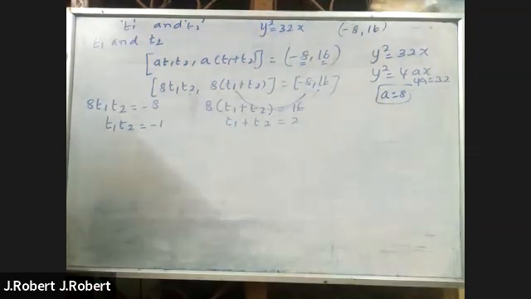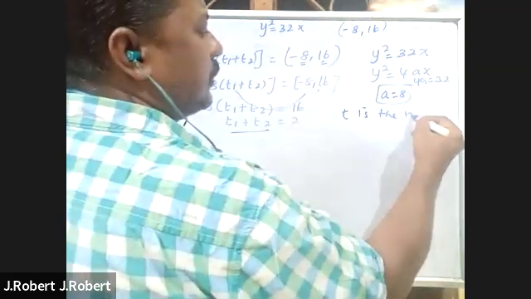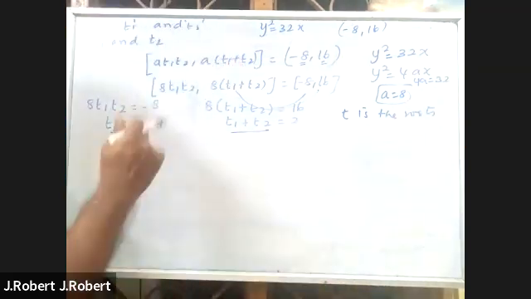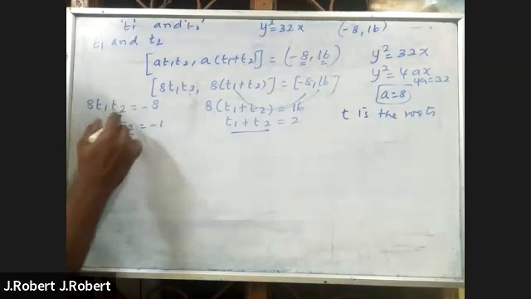T1 and T2 are the roots of an equation. We have T1 plus T2 equals 2 and T1 T2 equals minus 1. This is the sum of the roots, and this is the product of the roots. If T is the root of the equation, then T1 and T2 are the roots of the equation. This is the sum of the roots and the product of the roots.